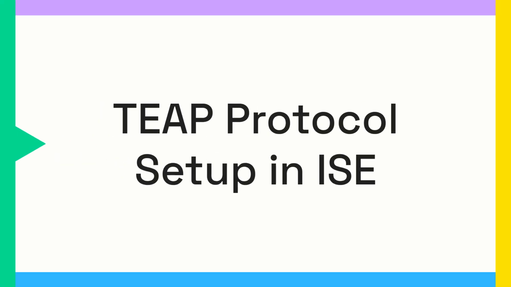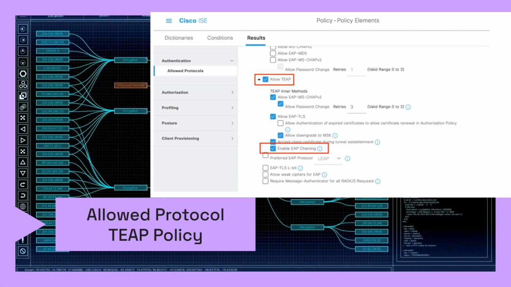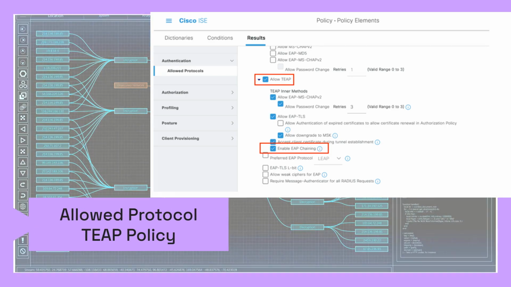Now that our certificates are ready, let's configure the TEAP protocol itself within Cisco ISE. Navigate to your allowed protocols. Here, you need to select TEAP and enable EAP chaining. This is the critical step that allows the user authentication and machine authentication to be sent in one single authentication message, rather than two separate requests.